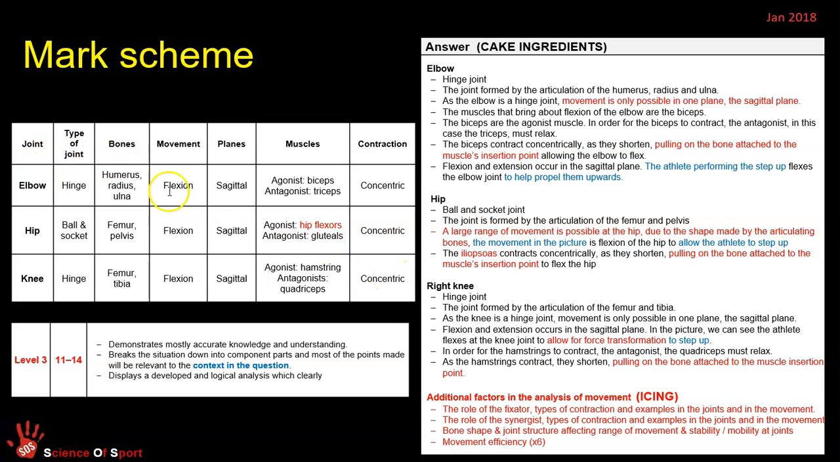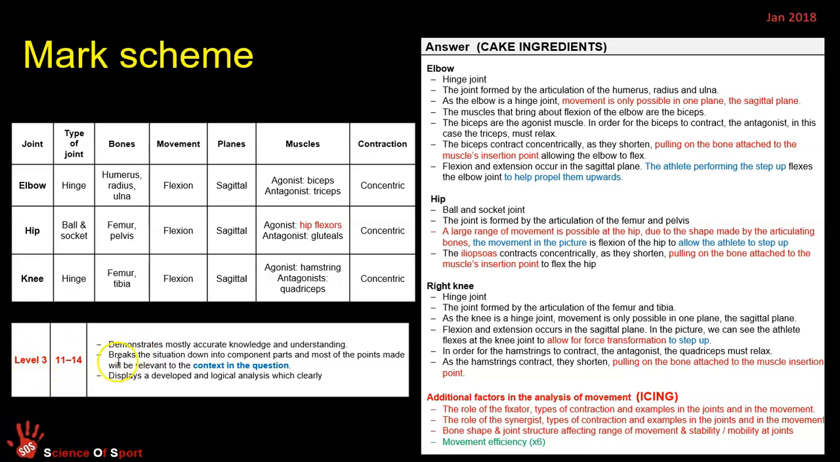But this would be our basic movement table. It's got the agonist and antagonist muscle. It's got the type of contraction. In here, they've alluded to the efficiency, movement efficiency stuff. In fact, I'm going to make that green just to make it consistent. But they've given it as an extra. So additional factors, icing stuff, is this. This is your basic cake ingredients. You must know these facts.